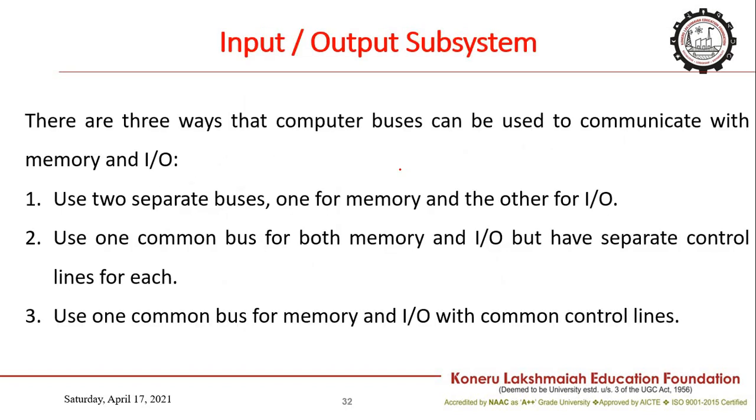Input output subsystem. There are three ways that computer buses can be used to communicate with the memory and the IO. First, use separate buses, one for memory and another for IO. Second, use one common bus for both memory and IO, but have separate control lines for each. Third, use one common bus for memory and IO with common control lines. So these are the ways in which the buses can communicate with the memory and the IO.